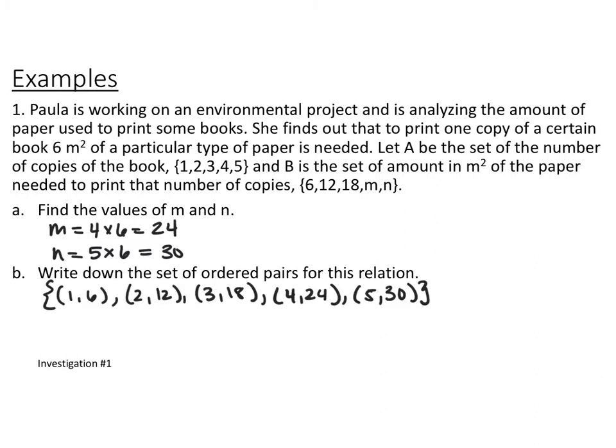So if it takes 6 meters squared for every book that's made, if you're making 4 books, it would be 4 times 6, so M would be 24. And if you're making 5 books, it would be 5 times 6, so N would be 30. So then your coordinate pairs, you would just write them as (1, 6), (2, 12), (3, 18), (4, 24), and (5, 30). So this is a relation that represents books to paper.